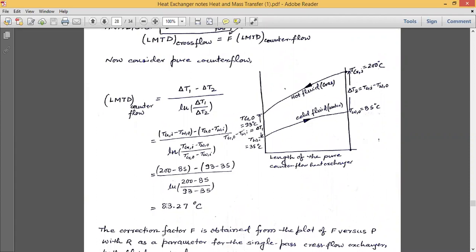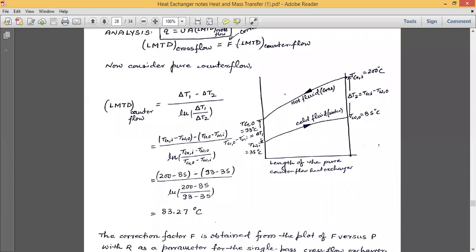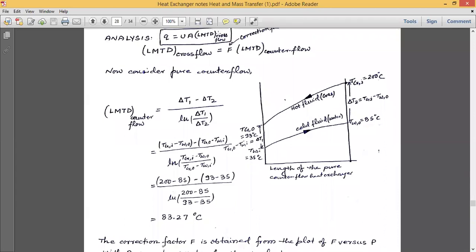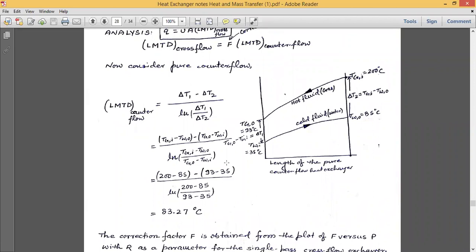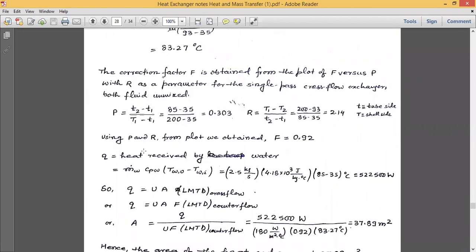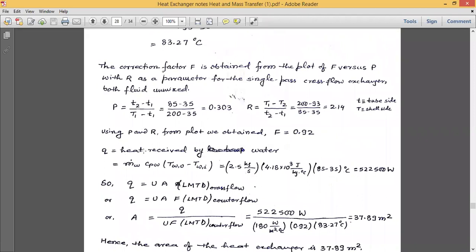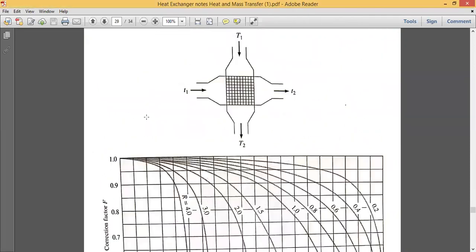If you somehow know the correction factor, then you will be able to know the LMTD for the cross flow. So how do we determine the correction factor? We know that the correction factor is obtained from a plot that has been drawn from experiment. That plot, you can find here, for the cross flow.